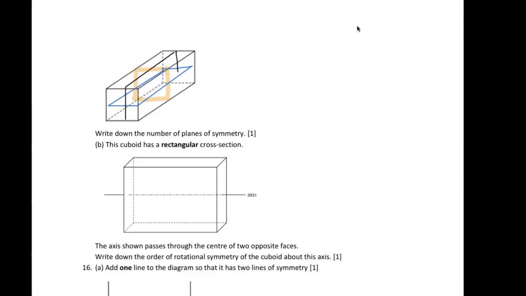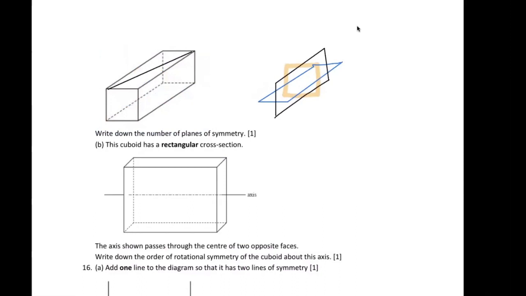But because it's a square, it will also have a diagonal plane like this. And also this diagonal. So 2 of these and 3 of these. So in total, there are 5 planes of symmetry.